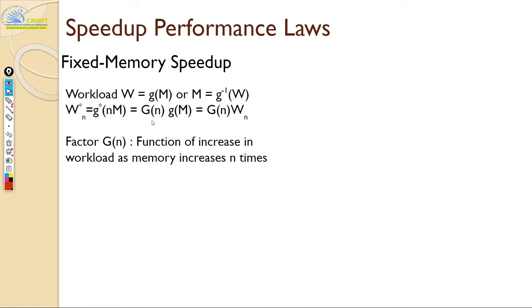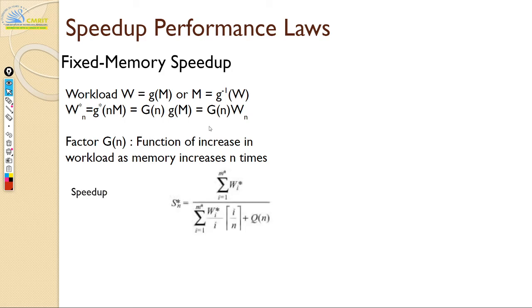This is only for representation purposes, where G of n is a function that says how much increase you get in your workload as your memory increases n times. This just compares how your memory increases when your workload increases. So that's the relation we are going to draw out here: how much you can enhance your workload if your memory increases.